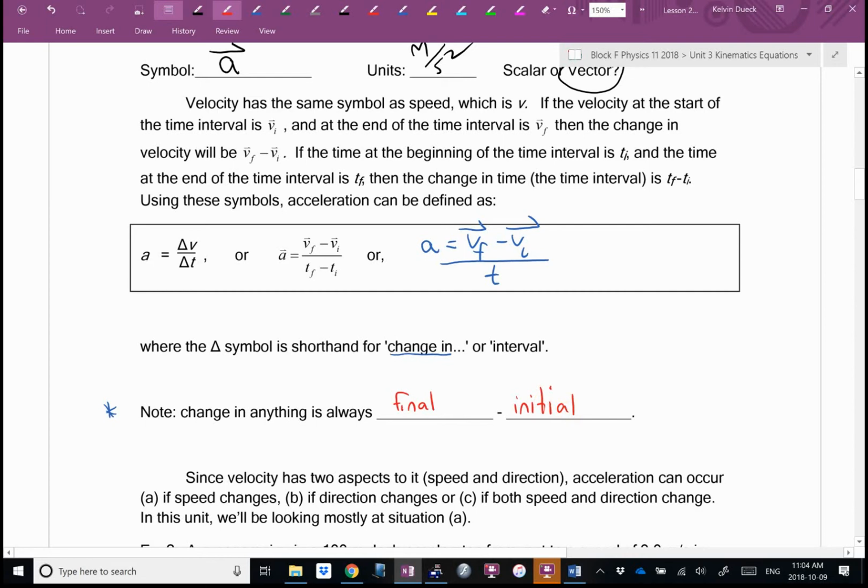That will be the final momentum minus the initial momentum. Next year, you'll find the change in voltage. That's the final voltage minus the initial voltage. Or the change in force. That's the final force minus the initial force. Or the change in energy. That's the final energy minus the initial energy. Change in anything is always final minus initial.